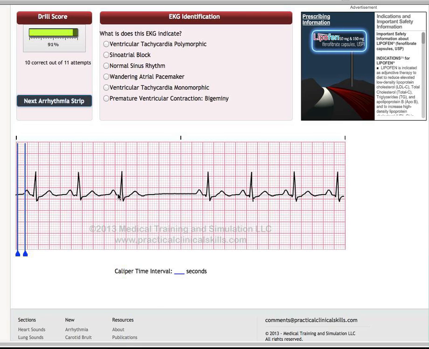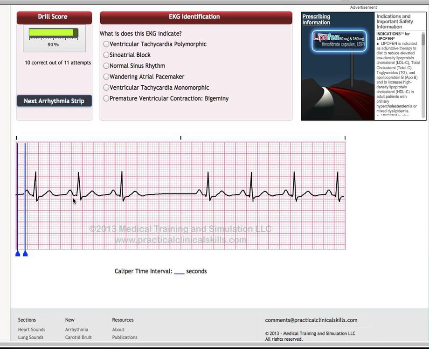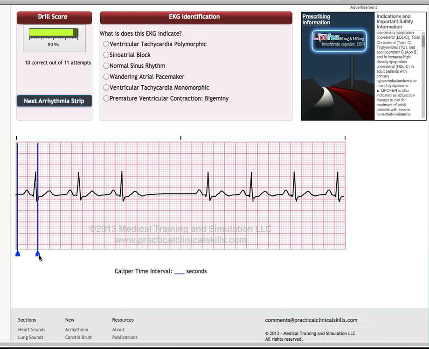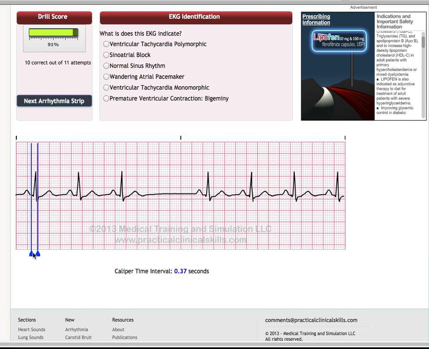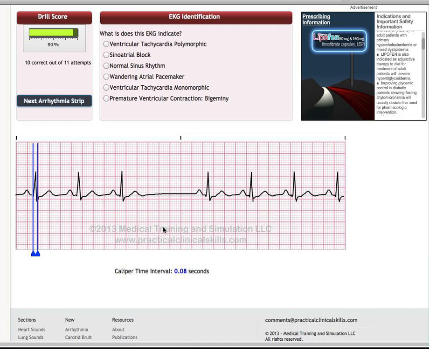Rhythm, P wave in front of every QRS. Yeah, looks like that. QRS, how wide is it? Let's check. 0.08, that's a good QRS. So mainly all we're concerned about is this area right here.